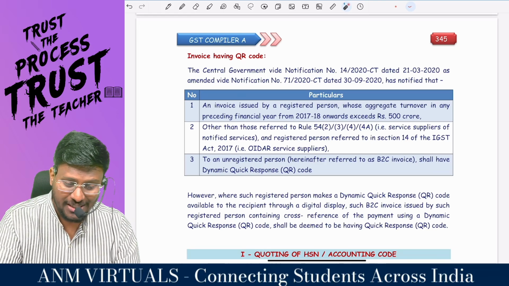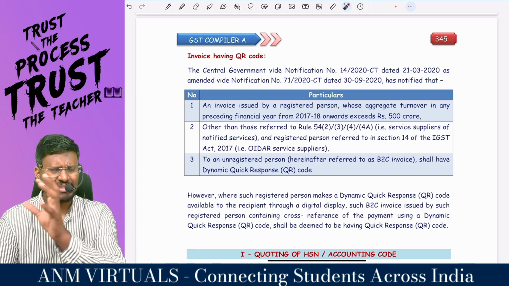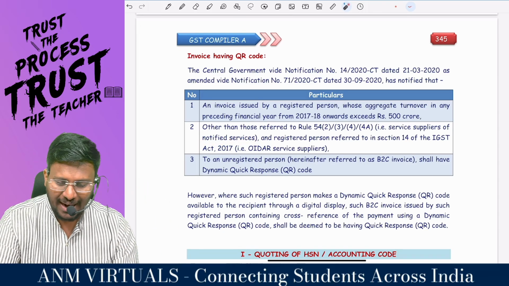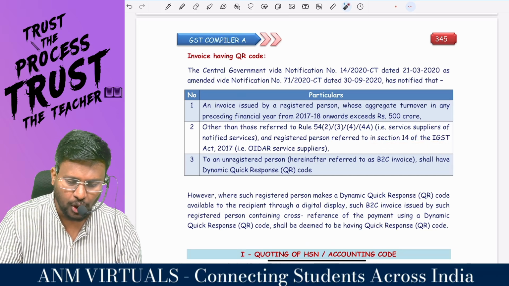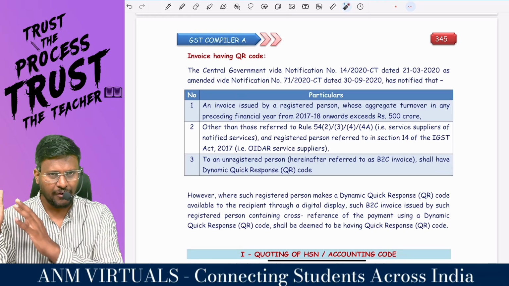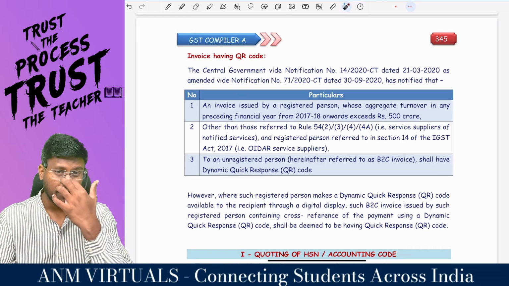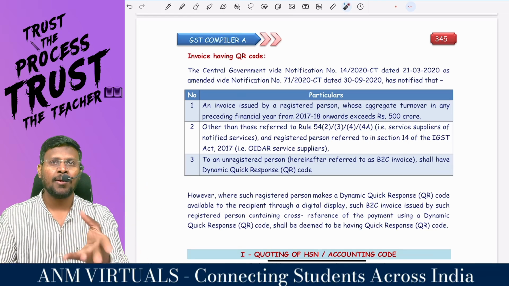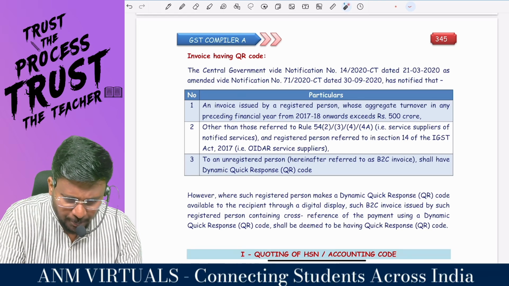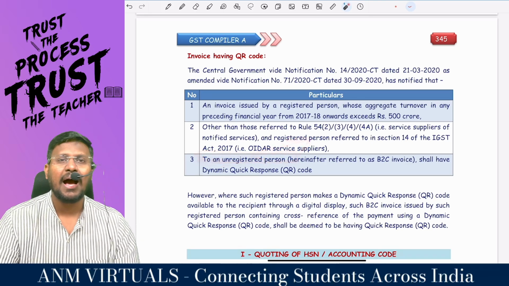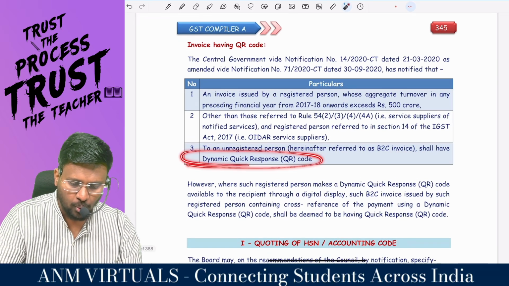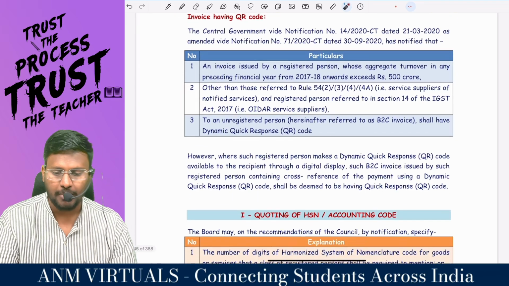That is, a service supplier of certain services, if you are supplying, there is no need to have a QR code. And a registered person referred to in section 14 of the IGST Act, if I am an OIDAR service supplier, that means I am situated outside India, OIDAR, that is basically online information and database access or retrieval services, no need to have a QR code if these people are supplying to an unregistered person. Herein referred to as the invoice shall have a quick response dynamic QR code.